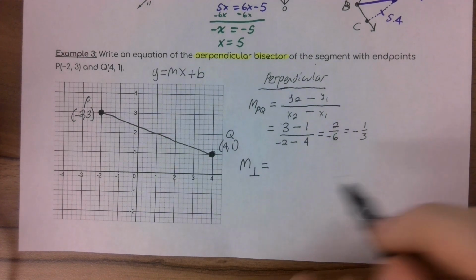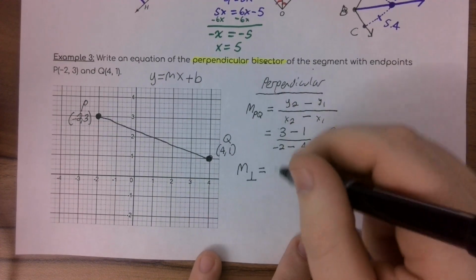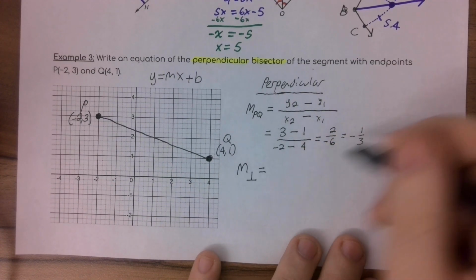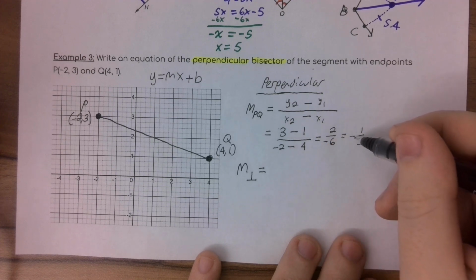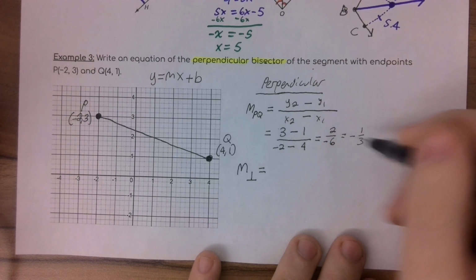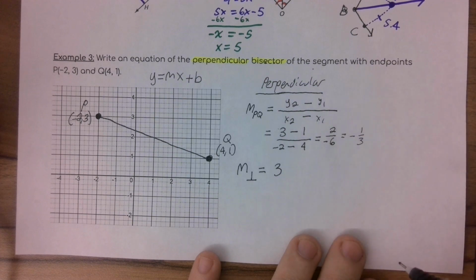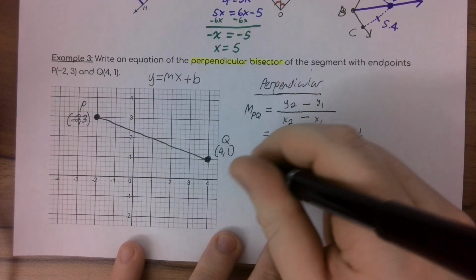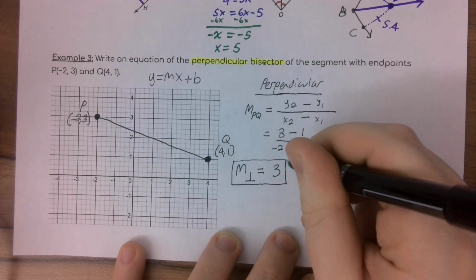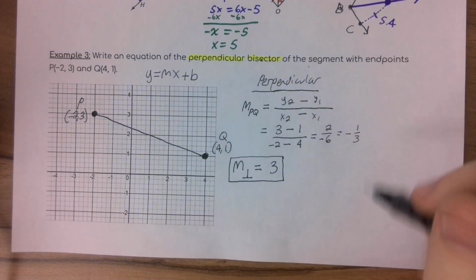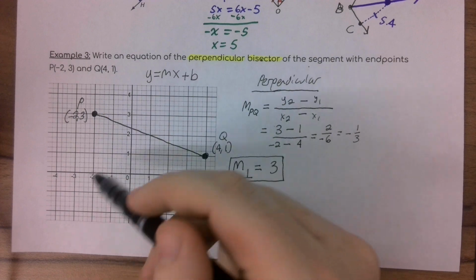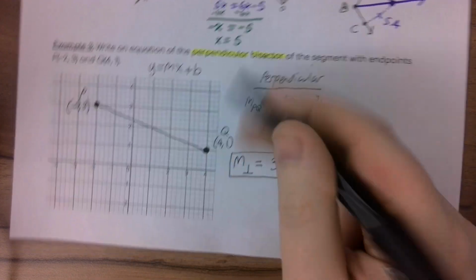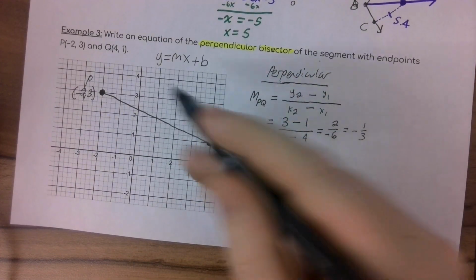Okay, so the slope of the line that's perpendicular to it will have to be the opposite reciprocal. The opposite of negative is a positive. The reciprocal of 1/3 is 3 over 1, or just 3. We have the first thing we need, the slope. The problem is we don't know where the slope is going. Is it going over on this side? Is it going over on this side? Well, it's got to be in the middle.